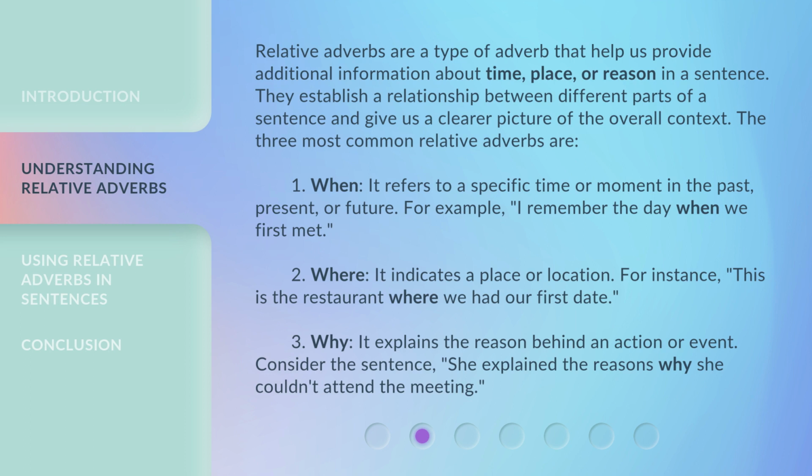1. When. It refers to a specific time or moment in the past, present, or future. For example, I remember the day when we first met. 2. Where. It indicates a place or location. For instance, this is the restaurant where we had our first date. 3. Why. It explains the reason behind an action or event. Consider the sentence, she explained the reasons why she couldn't attend the meeting.